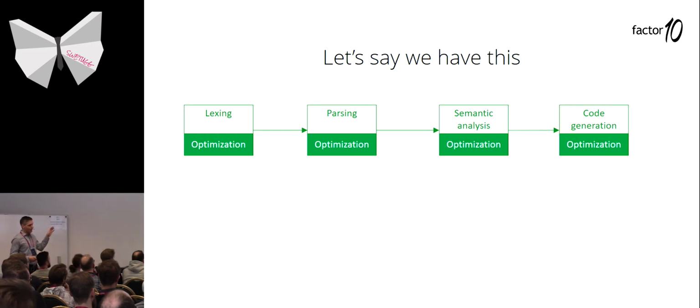So we have the lexing, where you just take the stream of characters and you create tokens. You recognize identifiers and keywords and stuff like that, strings and numbers. And then you parse that stream of tokens into something like an abstract syntax tree. And then you do some sort of semantic analysis on that AST, and then you generate code in the end. And also typically there is some sort of optimization going on.